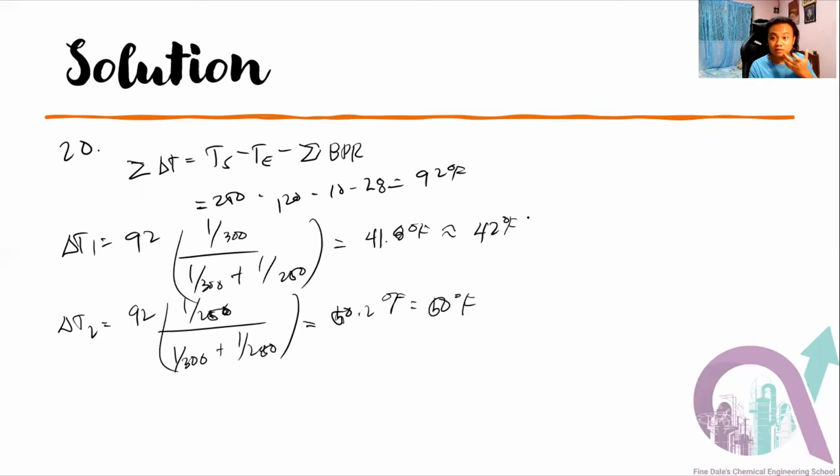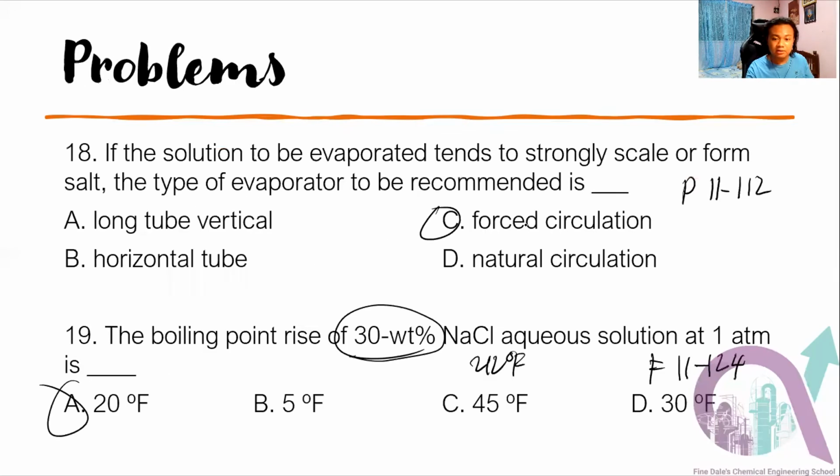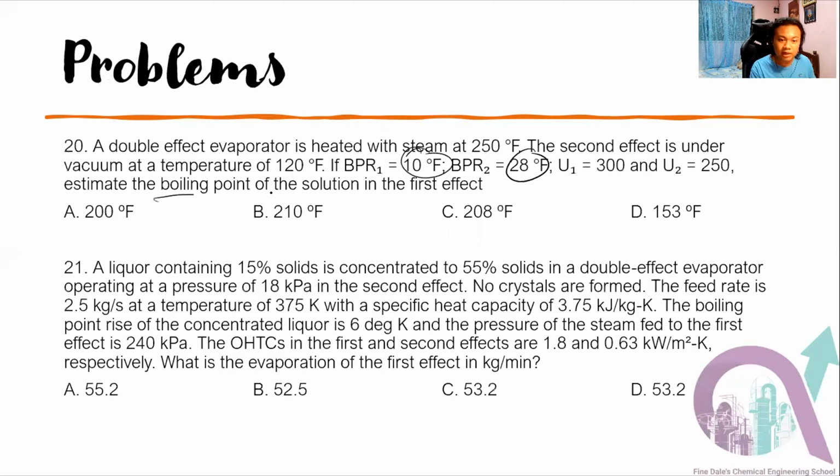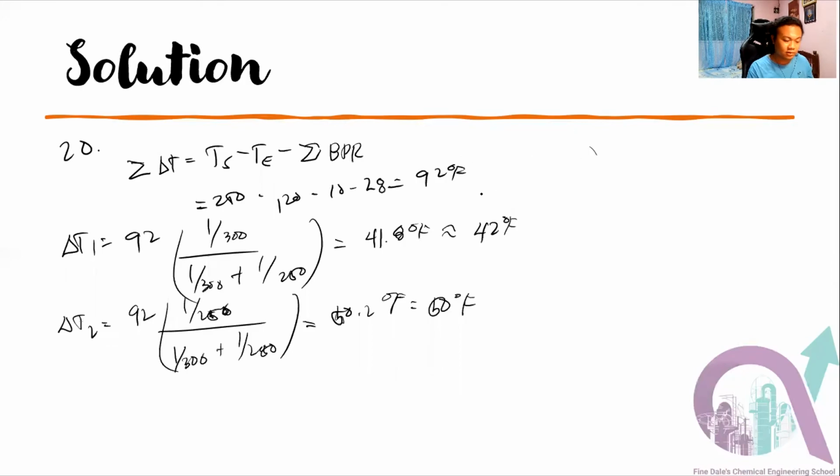So how do you get the boiling point of the solution in the first effect? It's really simple. This is what I got in McCabe. You have that temperature profile, so divide that into sections. You have to start with the temperature of the steam, which is 250.